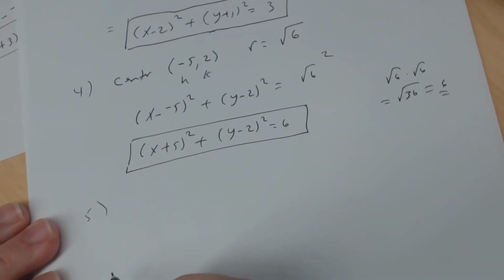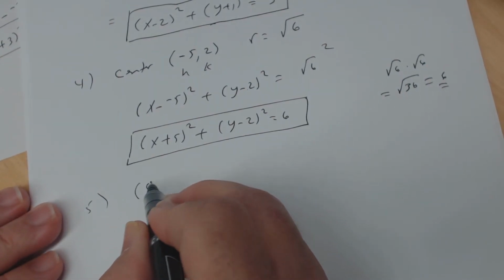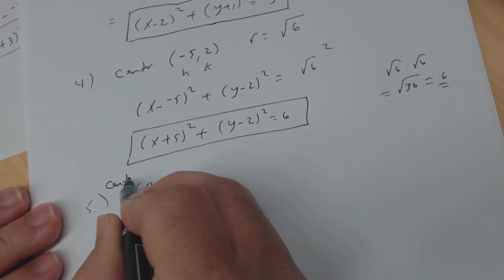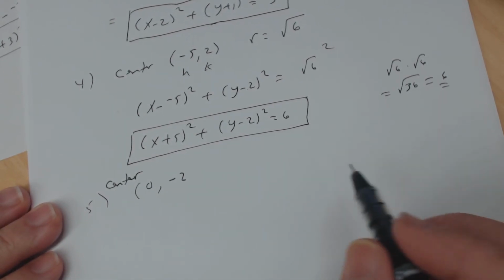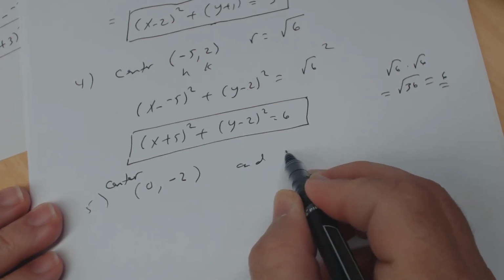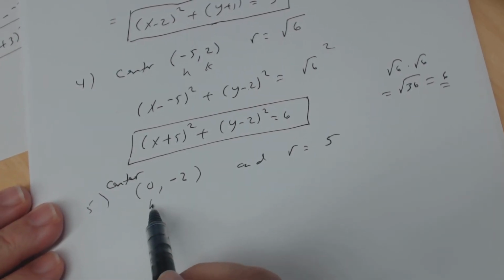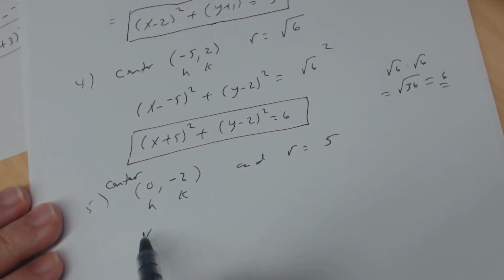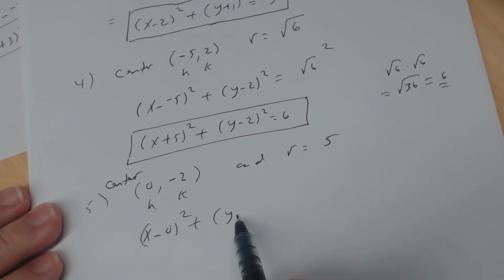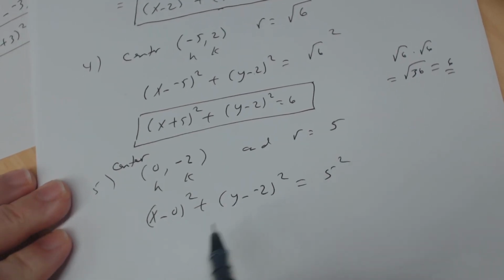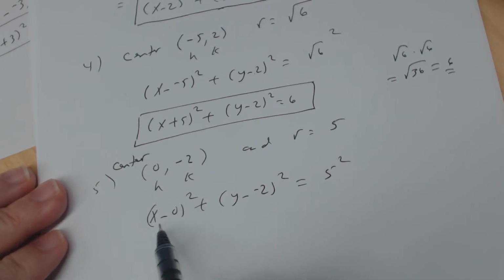Let's suppose you had 0, negative 2 is your center. So 0, negative 2 is your center. And the radius is, let's say, 5. All right, so there's your h, there's your k. So you can say x minus 0 squared plus y minus the negative 2 squared equal 5 squared. Now, I expect you to be able to simplify this.